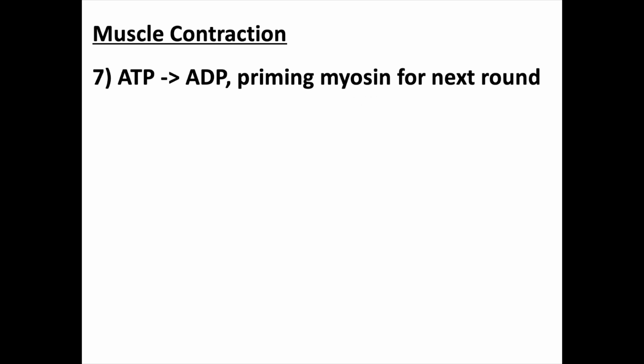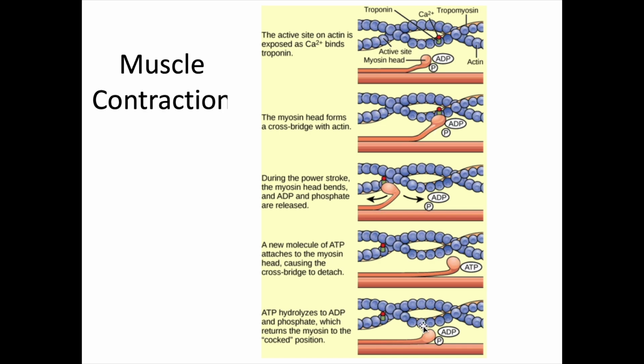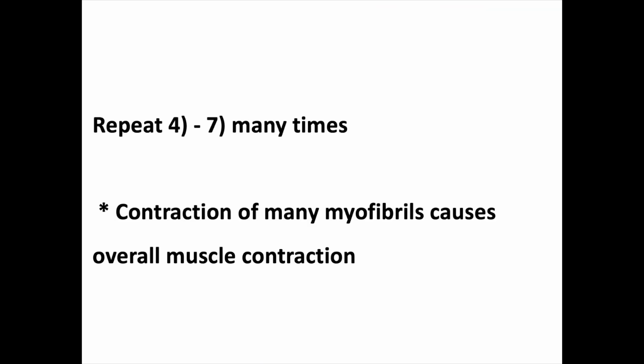And indeed, we're going to go back and repeat this again. Now that it's primed, it's going to bind to another actin protein on the actin filament, make your cross bridge, have your power stroke, release the ADP, ATP comes in, breaks the cross bridge, return to the ready position, then it's going to attach to a different actin protein and repeat these steps. These, I guess they were 4 through 7 if you were numbering them like I did. Repeat these many, many times.